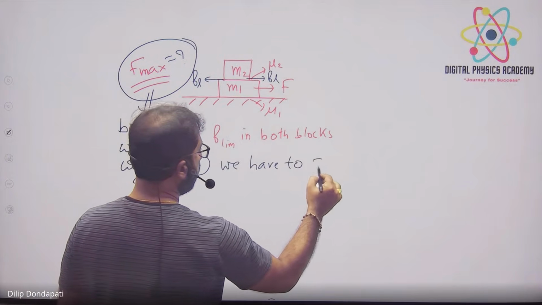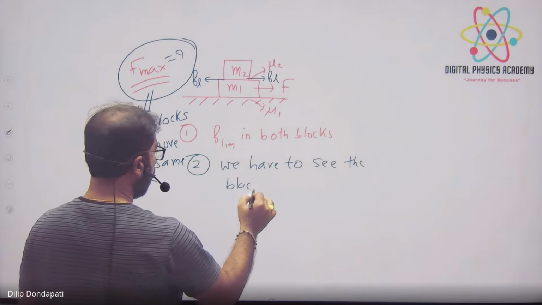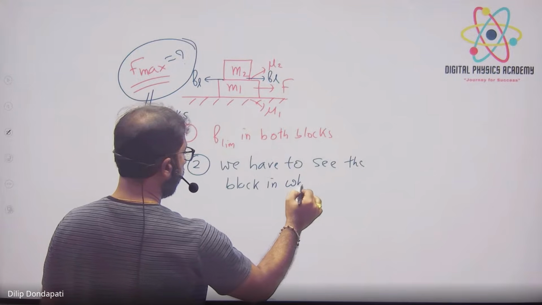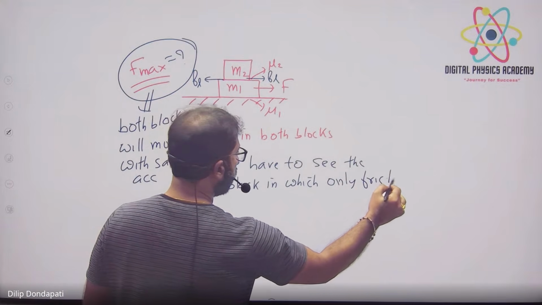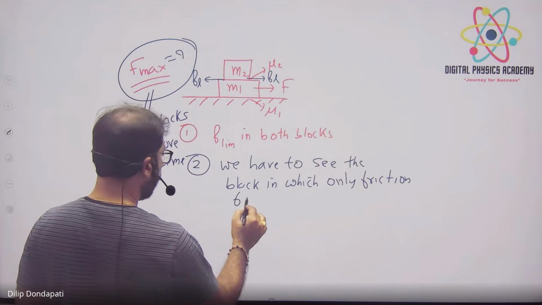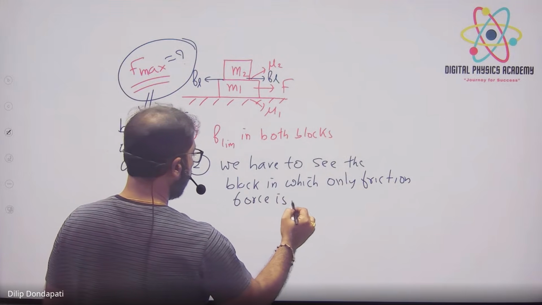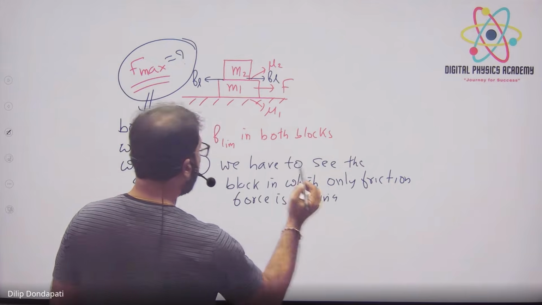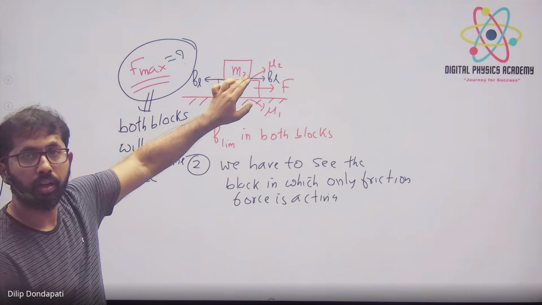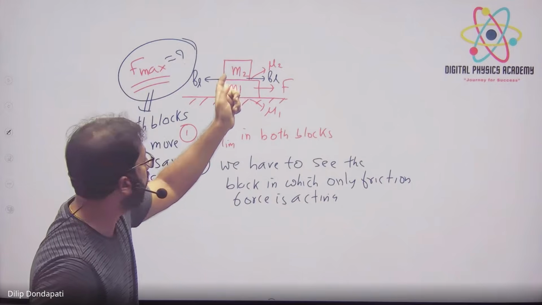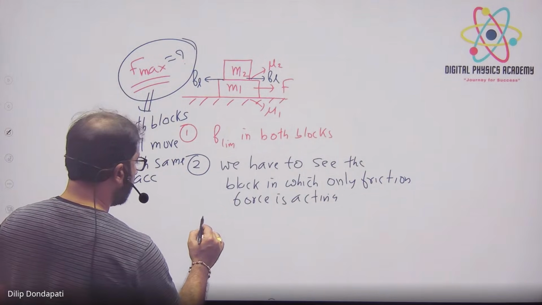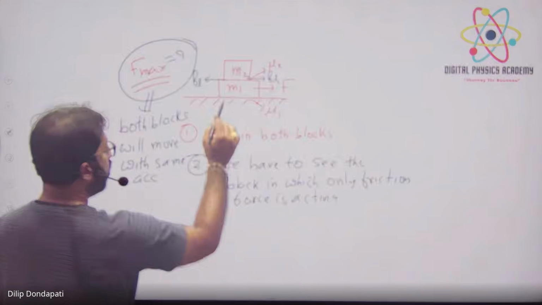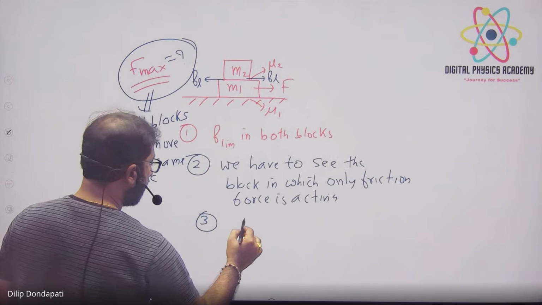We have to see the block M2, in which only friction force is acting. If only one force is acting on it, then that is nothing but the maximum friction, so the maximum acceleration will come from this. From this, I can calculate the maximum acceleration.